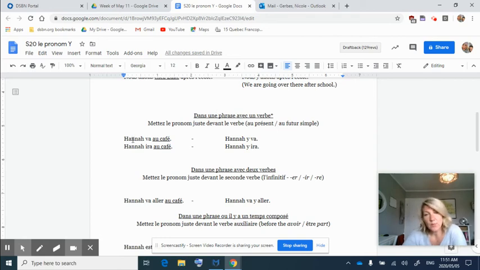So if the example was Hannah is going to the cafe, the coffee shop. So Hannah va au café. So you're going to get rid of the underlined words. The whole point is getting rid of it and replacing it with the Y. So you have to figure out between the word Hannah and the word va, which one is the verb.